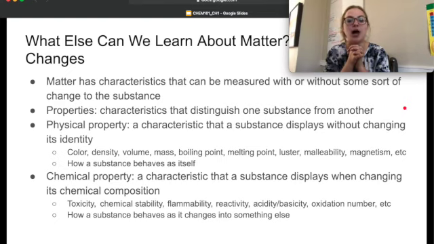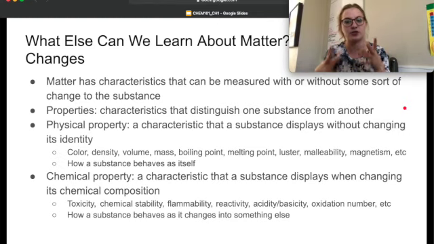Chemical properties, in contrast, are a characteristic that a substance displays when it's changing its chemical composition. So it's how a substance behaves as it changes into something else when it doesn't have that same chemical makeup. So these might be things like toxicity. So how is that chemical interacting with your body? Is it creating something that is harmful to your body? Is it chemically stable, right? So how long can I leave it sitting on a shelf before it starts to naturally decompose and turn into something else? Flammability, how easy is it to light on fire? So on and so forth. So that's kind of the difference between a physical property and a chemical property.